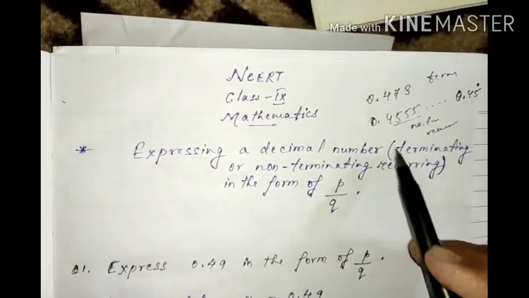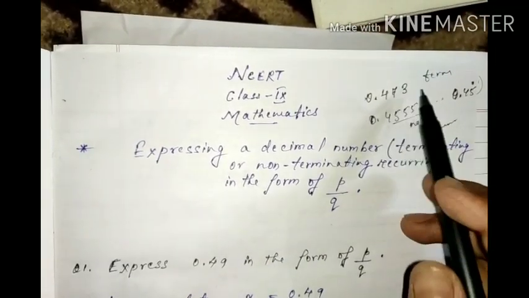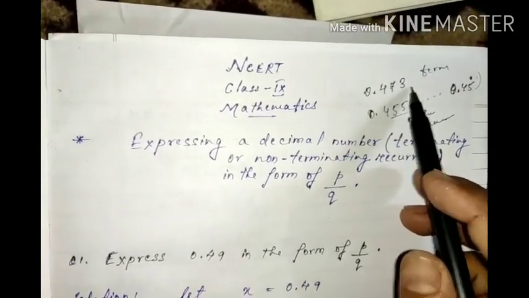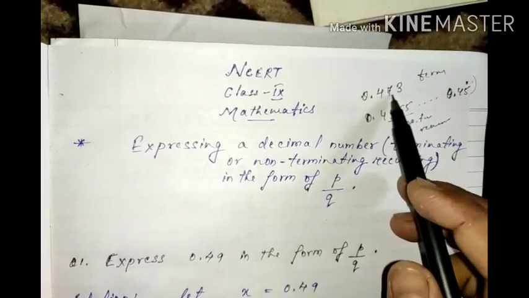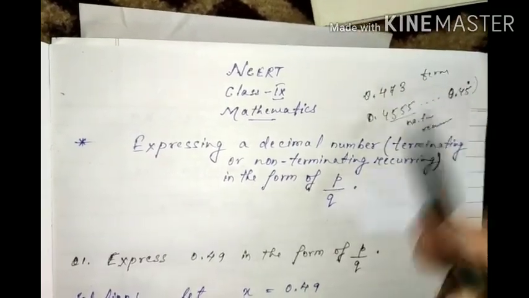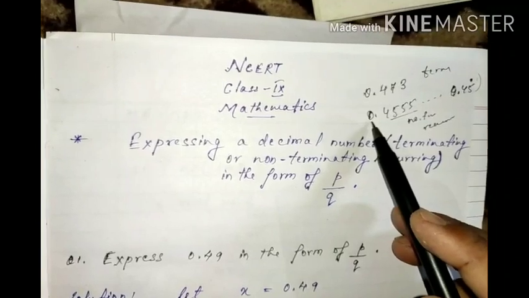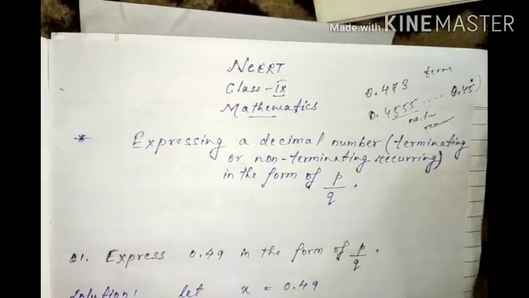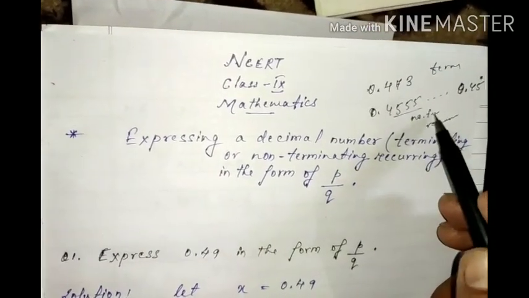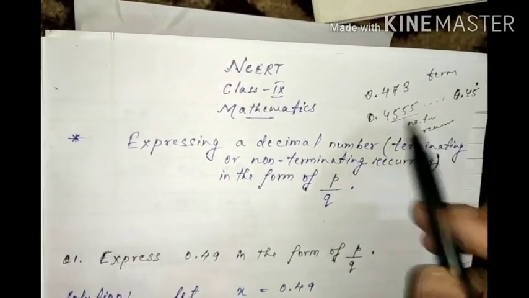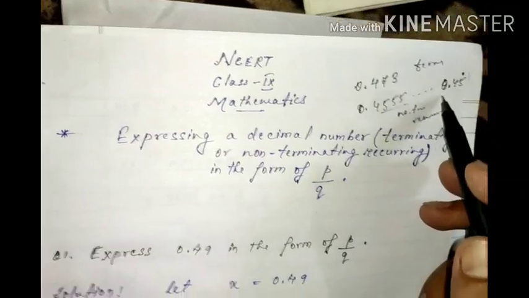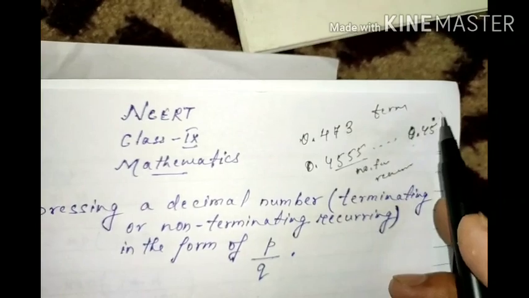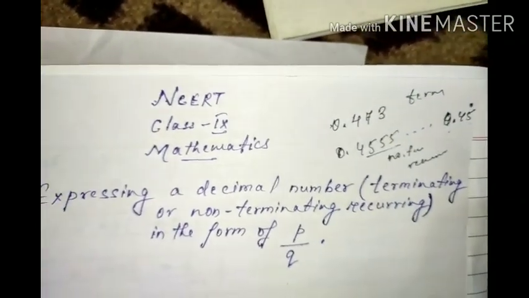Terminating decimals are those decimal expansions that come to an end. An example like this, 0.473 and nothing else after that. This kind of decimal expansion is called a terminating decimal, whereas an example like this, 0.4555, where 5 is repeated an infinite number of times, is called a non-terminating recurring decimal, where 5 has no end. So we write it like this, 0.45 recurring, giving a dot on the head of 5.